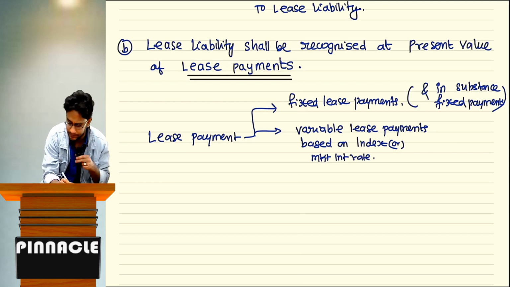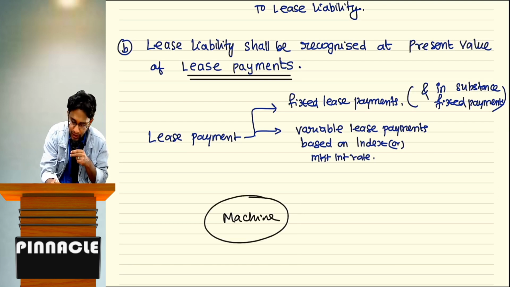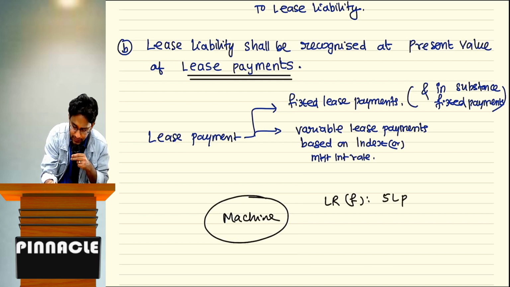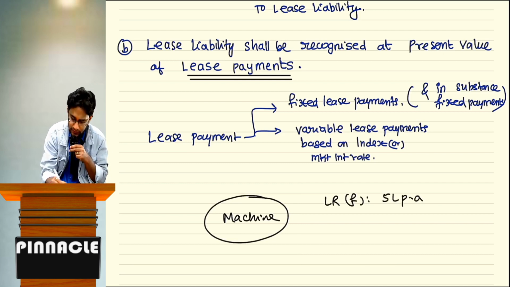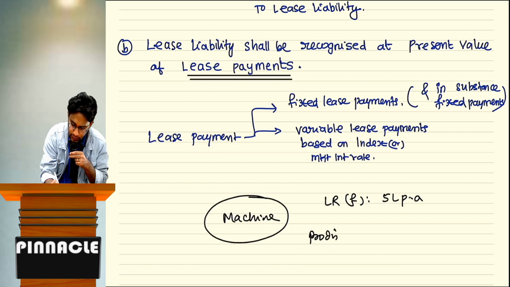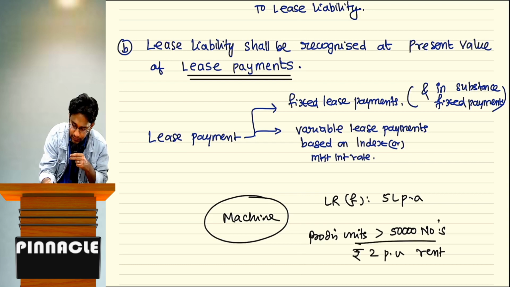So for example, I took a machine on rent. For the machine, I have to pay a fixed lease rent of 5 lakhs per annum. Then for production units exceeding 50,000, I have to pay rupees 2 per unit rent. Extra I have to pay.